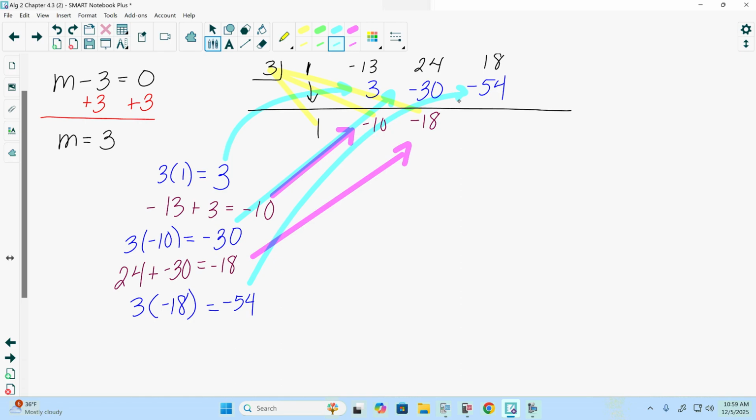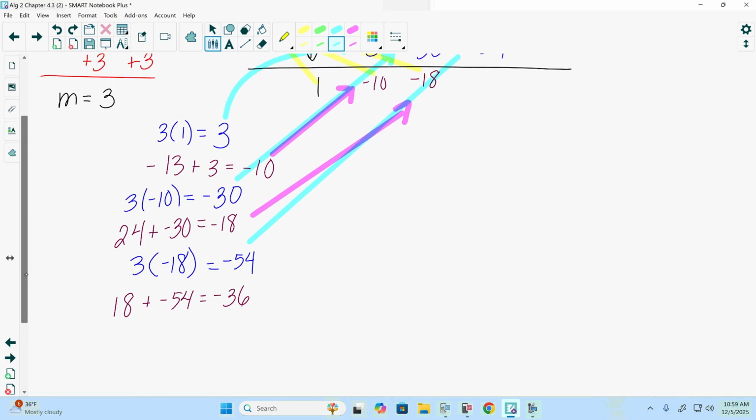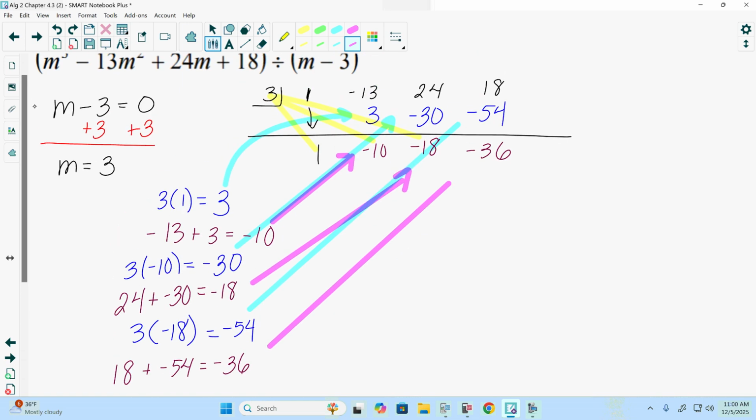We take that and put it under the next one. And then lastly, we add straight down. 18 plus negative 54 is going to be negative 36. And the negative 36 goes below the line.